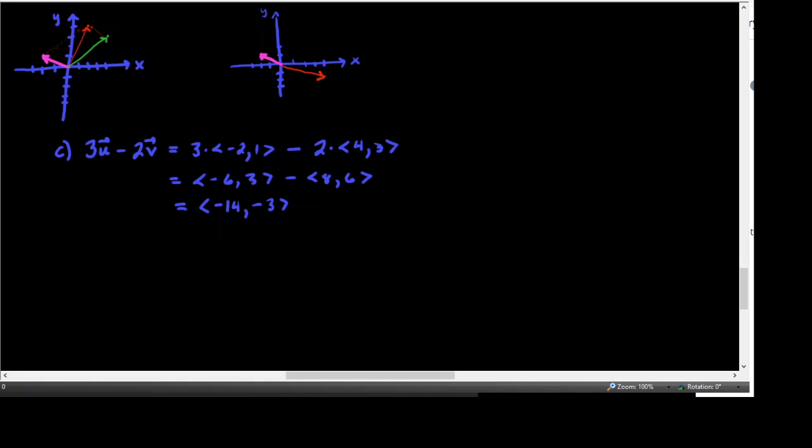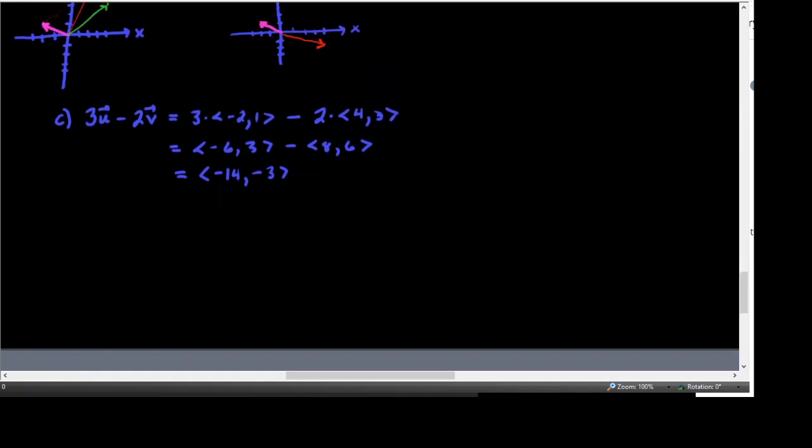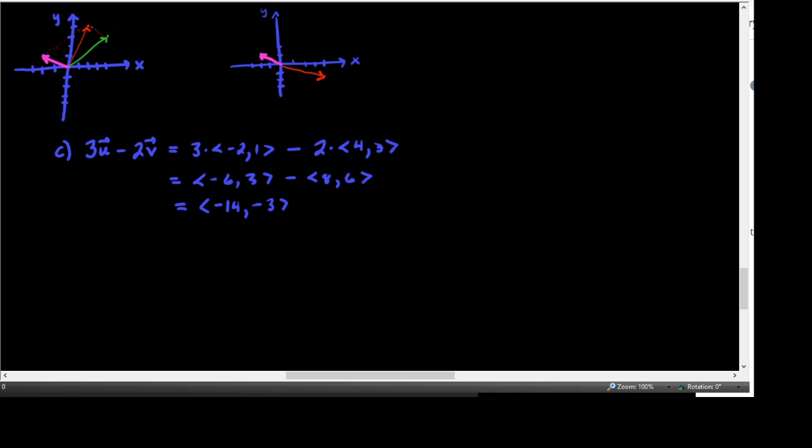Okay, so next we're going to turn to something called a unit vector. Oh, we're going to go to the next recording to do that. This is a good place to stop.